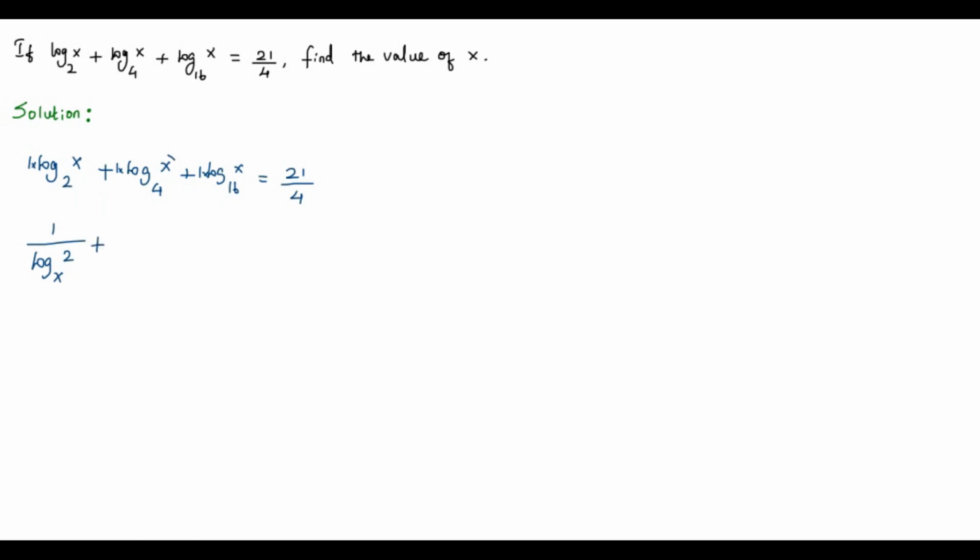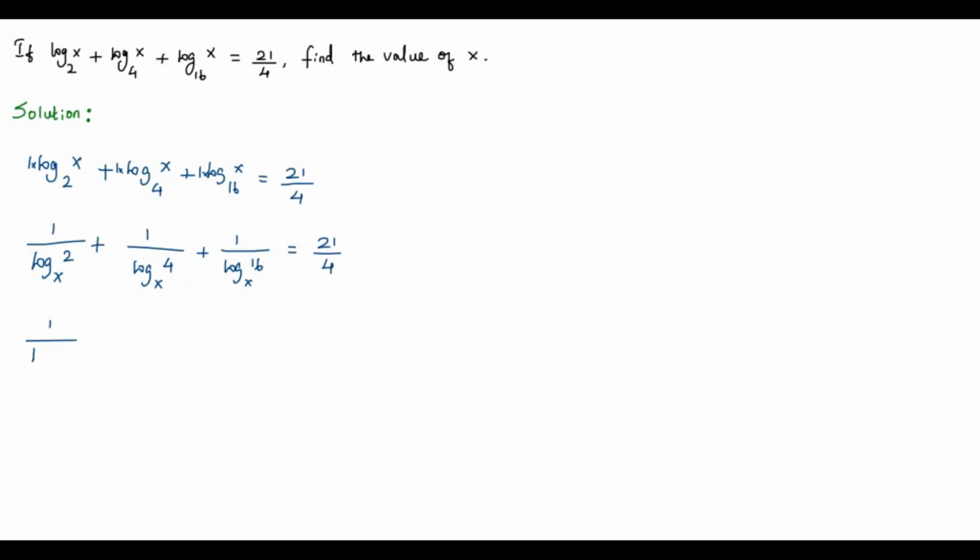The same thing we have to do in the second term. Then we will get 1 divided by log 4 to the base x, and here 1 divided by log 16 to the base x, is equal to 21 divided by 4. Here for all these three logarithms we got the same base, but all of them are in the denominator. So let's simplify this one.